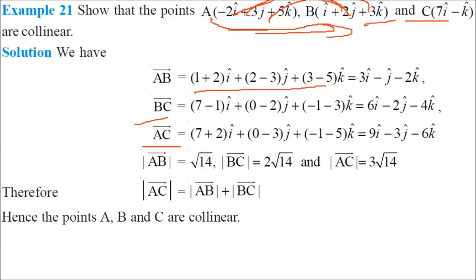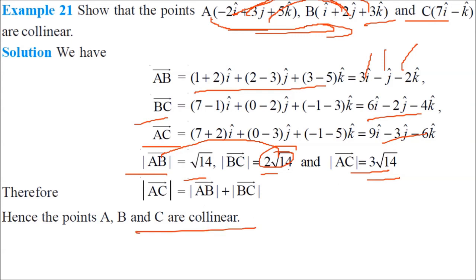Just find out the magnitude, 3 square plus 1 square plus 2 square, like this, for all of these. You see AB is root of this, BC is this, and AC is this. If you add AB and BC, you get AC, and this is what we wanted. That is why it is collinear.